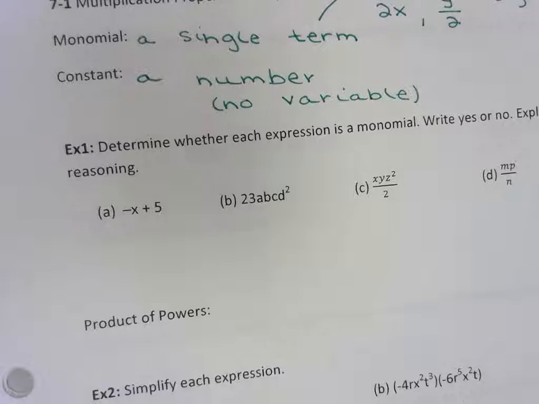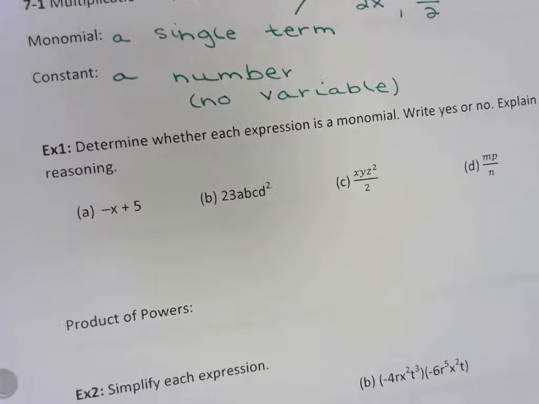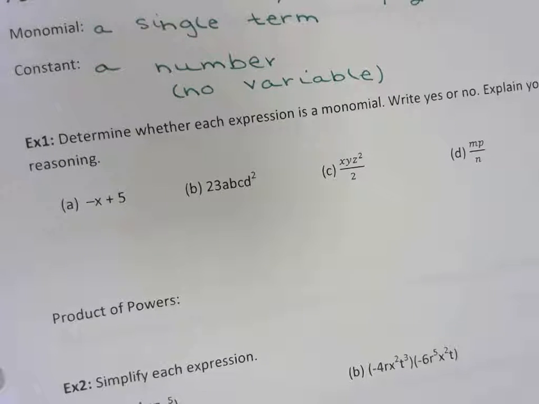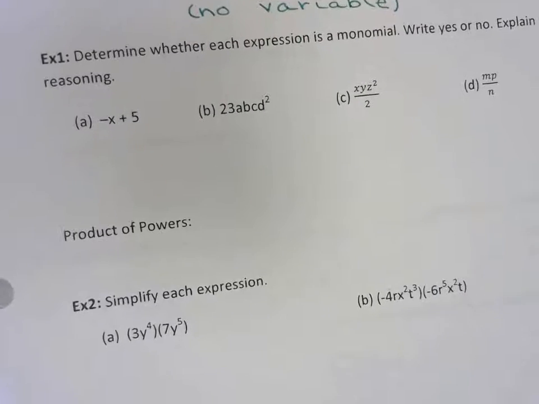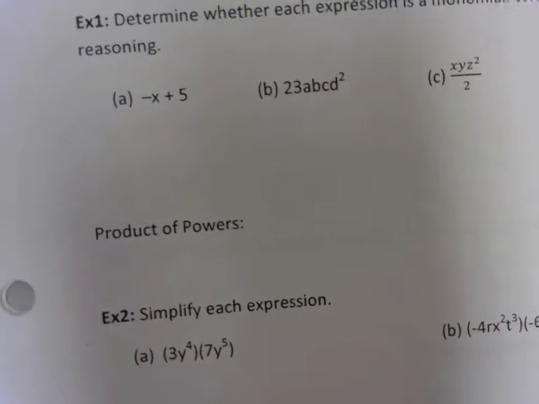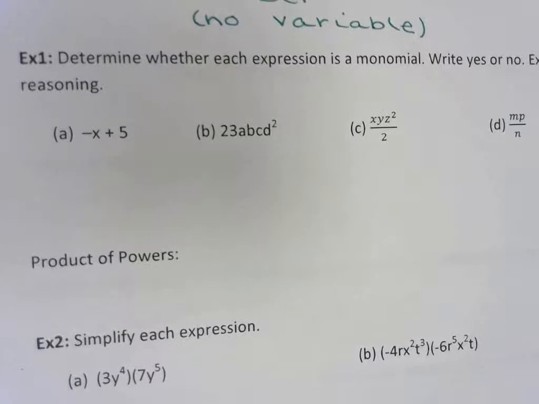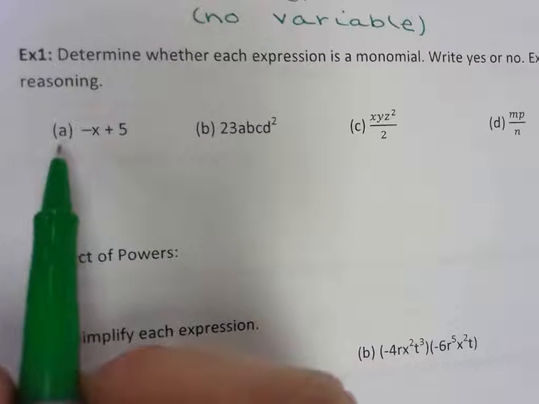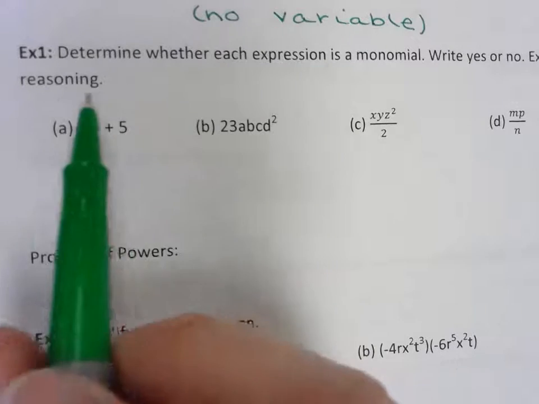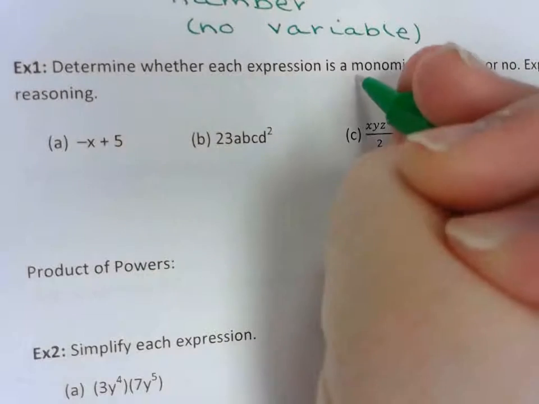So example 1, I want to determine whether each expression is a monomial. Write yes or no. Explain your reasoning. There's not a lot of work involved with this. You're just kind of looking at it. A monomial has one term, and a term is separated by a plus or minus. If I look at example A, you're going to be doing the same stuff in the homework.